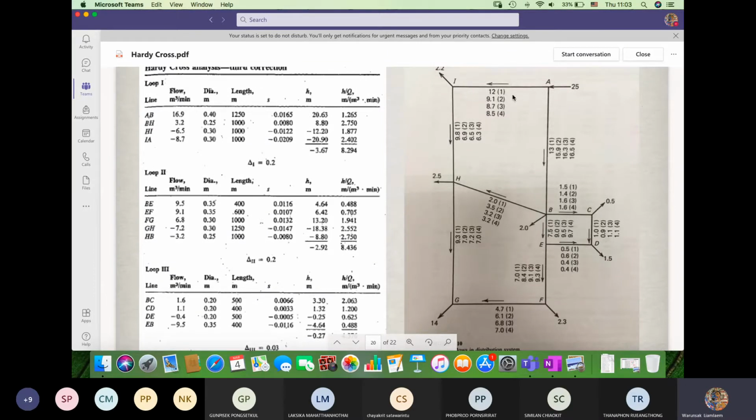In this figure, for the first trial, we assume a flow in pipe AI of 12 cubic meters per minute. For the second trial, after corrections, we get a little bit smaller flow. And then the third trial, fourth trial, finally we come up with this flow rate, 8.5 cubic meters per minute.